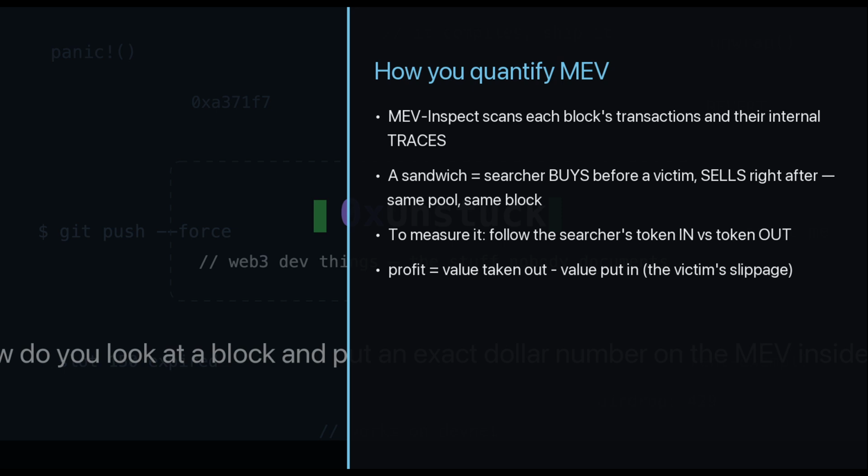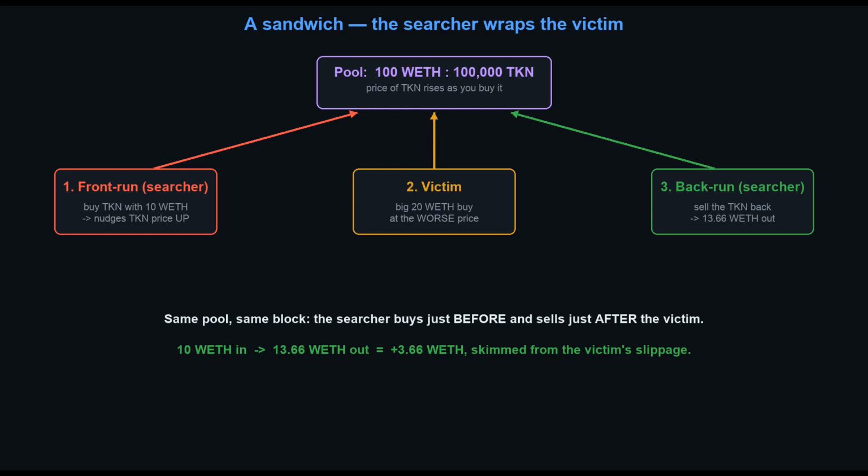Let's build a pool and reproduce one. Here's the sandwich on the diagram. There's a pool holding 100 WETH and 100,000 tokens. 3 transactions land in order. 1, the front run. The searcher spends 10 WETH to buy tokens, which nudges the token price up. 2, the victim. Someone makes a big 20 WETH buy, but now at the worst price the searcher just created, so they get fewer tokens than they should have. That big buy shoves the price up further. 3, the back run. The searcher sells all the tokens it just bought into that inflated price and gets back more WETH than it spent. The searcher never cared about the token, it just wrapped itself around the victim to skim the slippage.